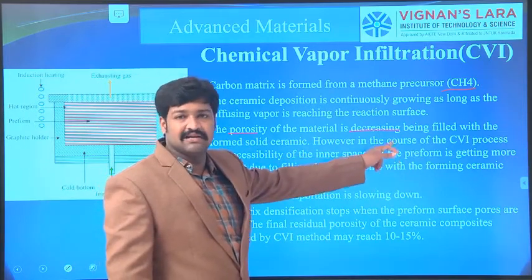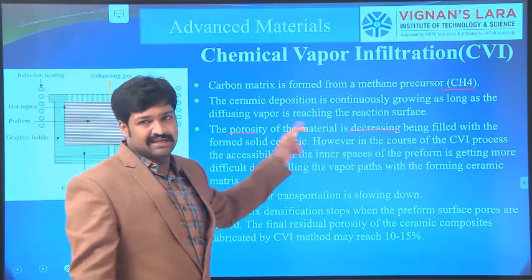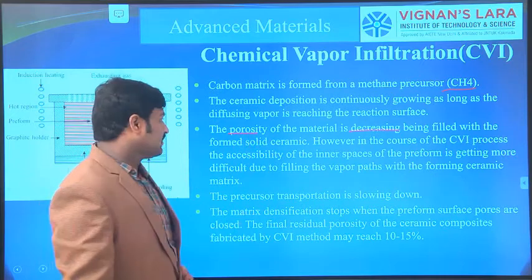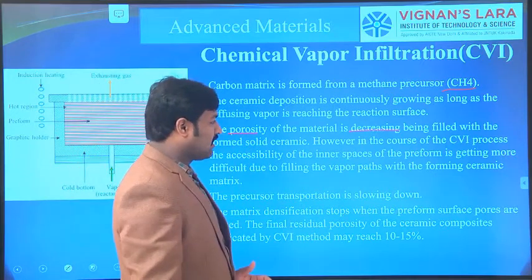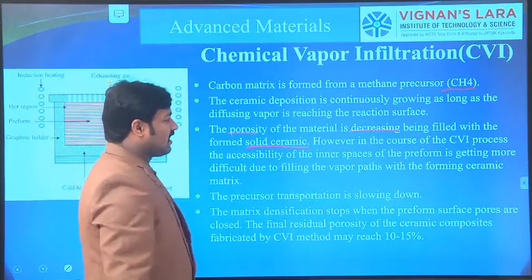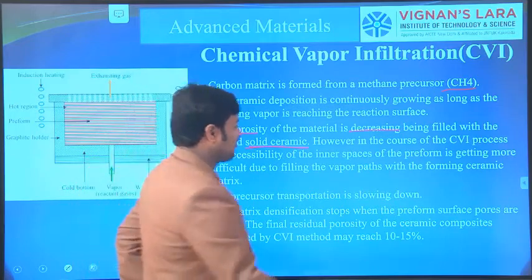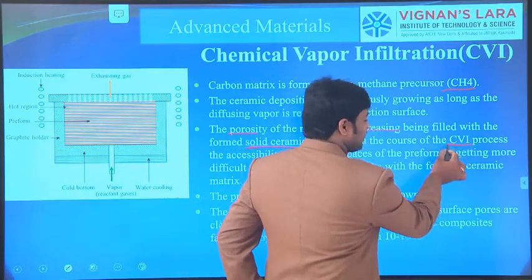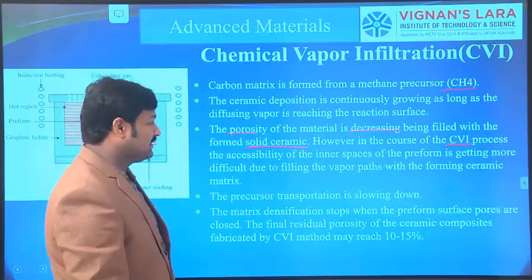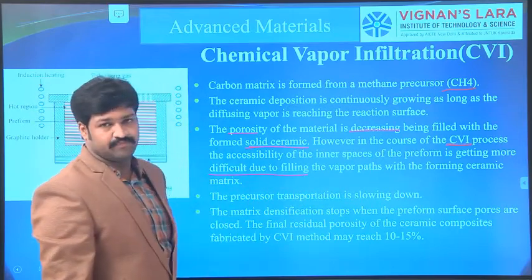Why? Because the matrix material is filling. The matrix is forming on the reinforcement, so that the gaps or spaces in the preform, the porosity, are reducing, being filled with the formed solid ceramic. This is our matrix. However, in the course of the chemical vapor infiltration process, the accessibility of the inner spaces of the preform is getting more difficult due to the filling of the vapor paths.